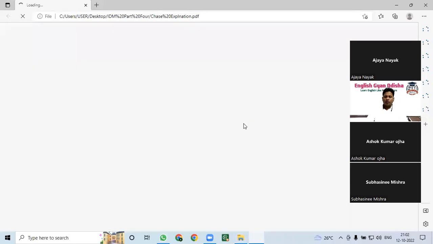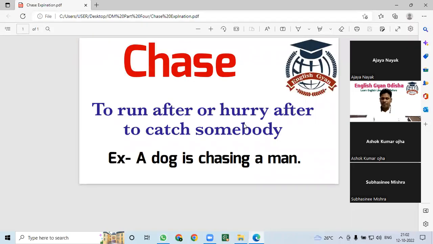This is an explanation. Check it out. This is called chase. Look, every day you are getting a lot of words, and it is of paramount importance. These words are very crucial, my friends. Use them appropriately. Chase means to run after or hurry after to catch somebody. You have to run after, you have to hurry after to catch.